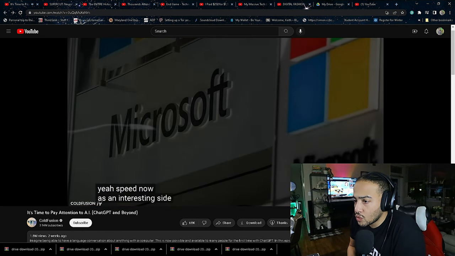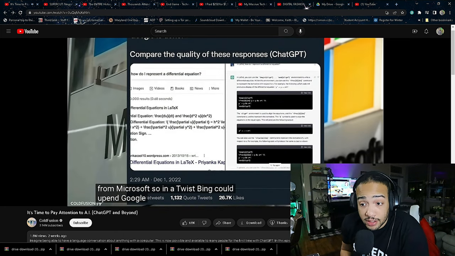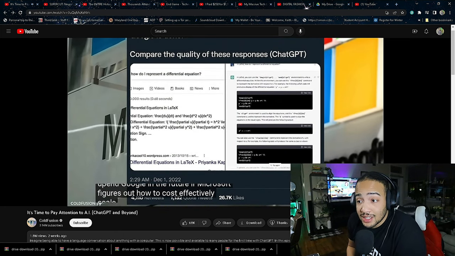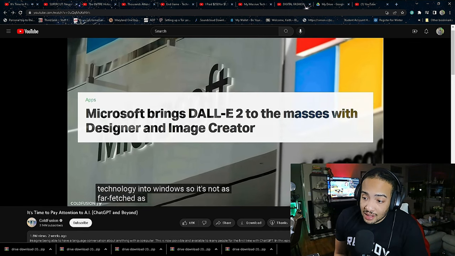Yeah. As an interesting side point, people forget that OpenAI has large funding from Microsoft. So in a twist, Bing could upend Google in the future. I actually did forget about that. Because of how to cost effectively scale this technology, Microsoft is already integrating DALL-E 2 technology into Windows, so it's not as far-fetched as you might first think.